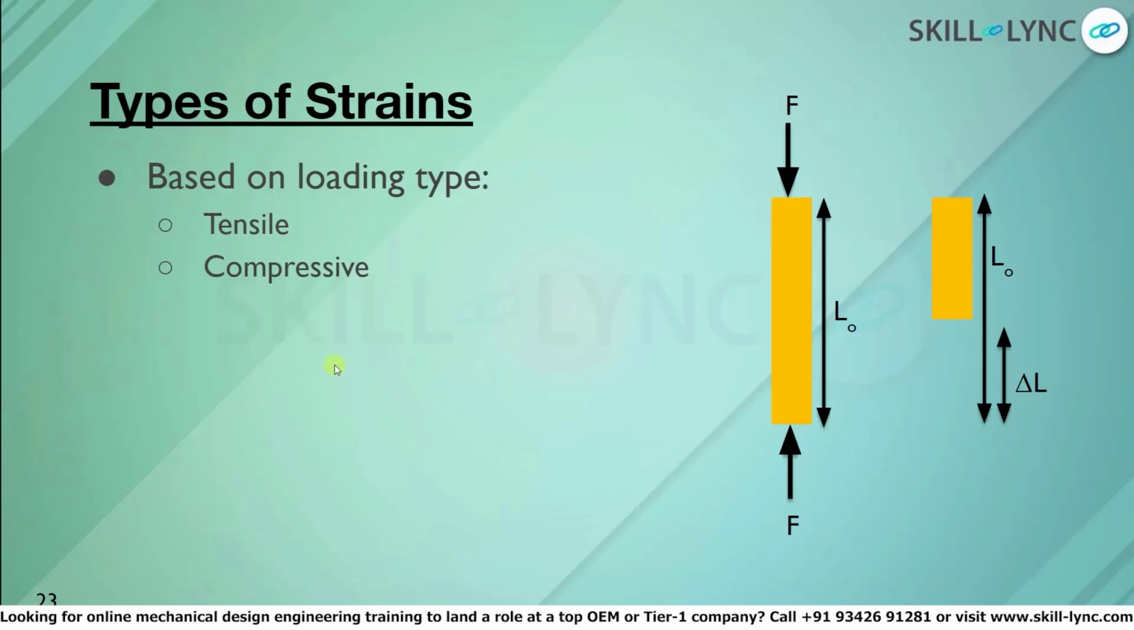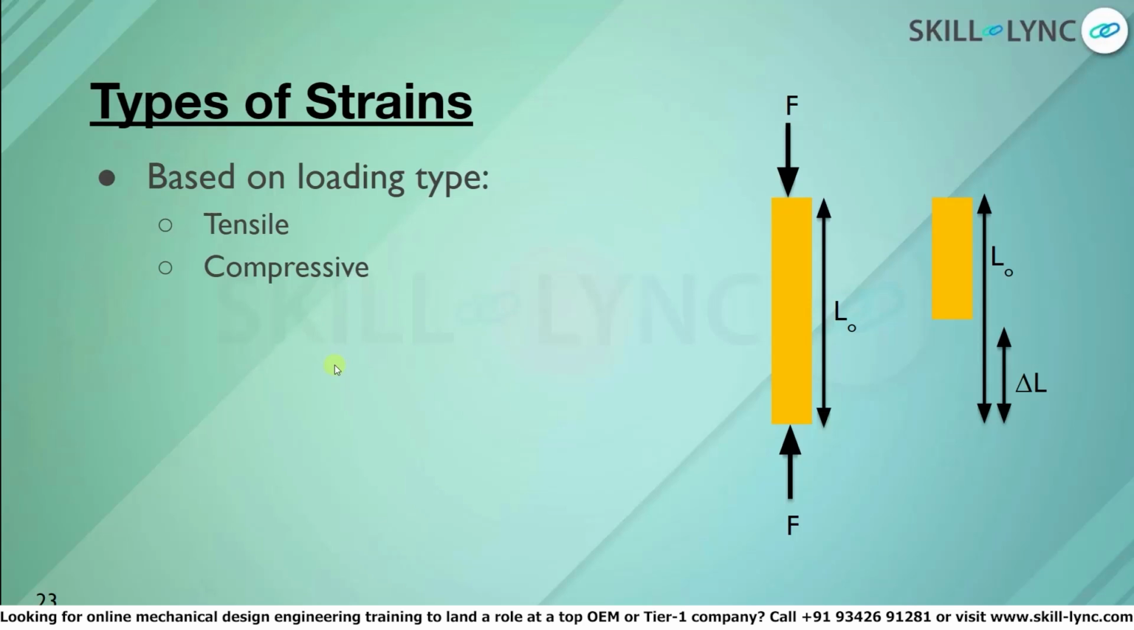The next type of loading is compressive loading. In this case, delta L is the amount of shortening of the object. Thus, compressive strain is the reduction in length delta L divided by the original length L0. In the case of compressive loading, the compressive strain is negative. This is due to the reduction in length of the object.